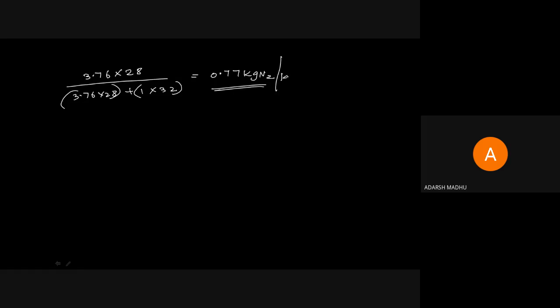It is 3.76 into 28 divided by 3.76 into 28 plus 1 into 32. We will get the value as 0.77 kilogram. 0.77 kilogram of N2 per kilogram of mixture. That is our question.